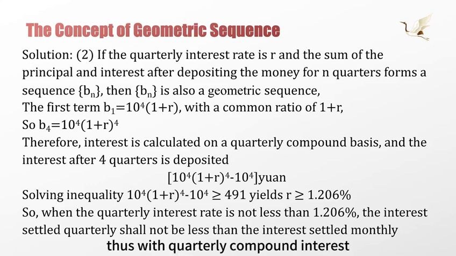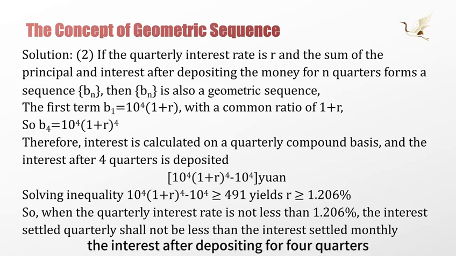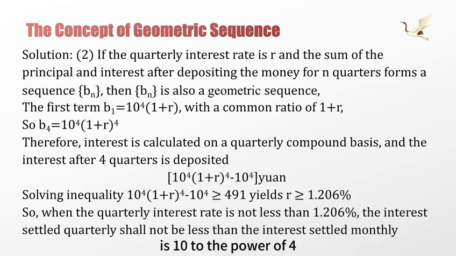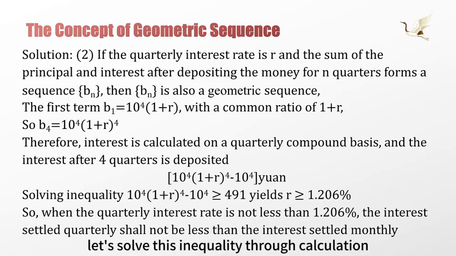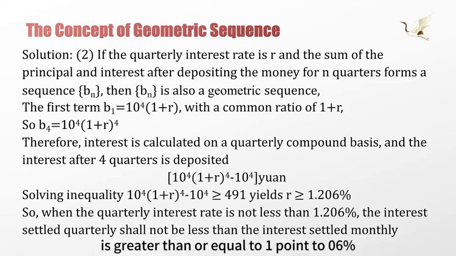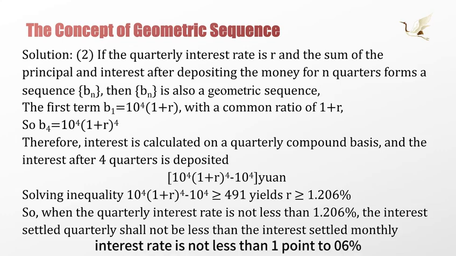Thus, with quarterly compound interest, the interest after depositing for 4 quarters is 10^4 multiplied by (1 + r)^4 minus 10^4 yuan. Let's solve this inequality. Through calculation, we can obtain that r is greater than or equal to 1.206%. Therefore, when the quarterly interest rate is not less than 1.206%, the interest calculated quarterly is not less than the interest calculated monthly.